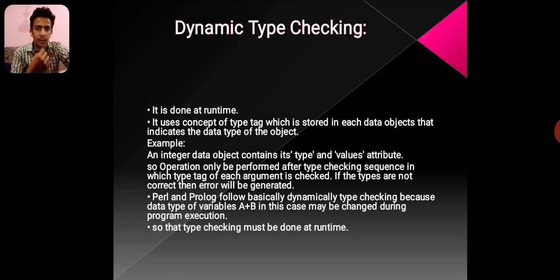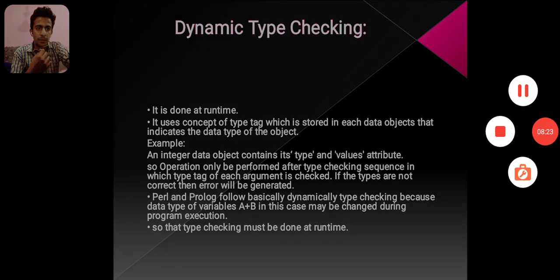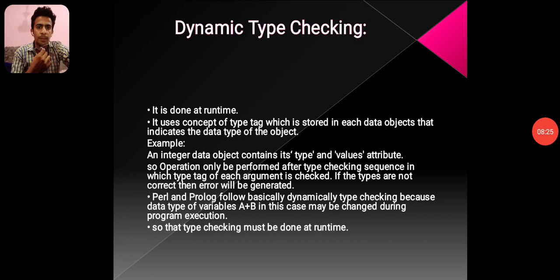Perl and Prolog basically follow dynamic type checking, because the data type of the variables a and b in a + b may be changed during program execution, so type checking must be done at runtime.